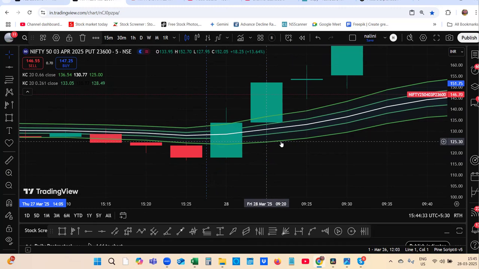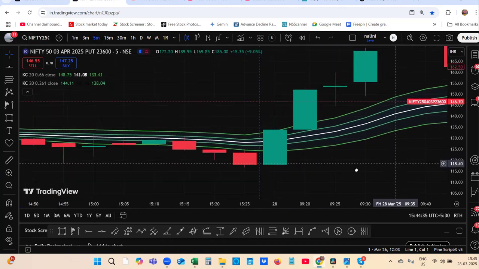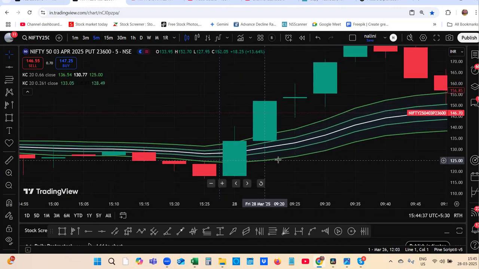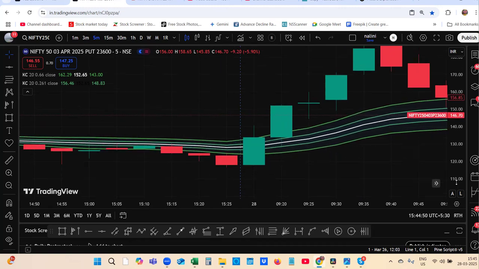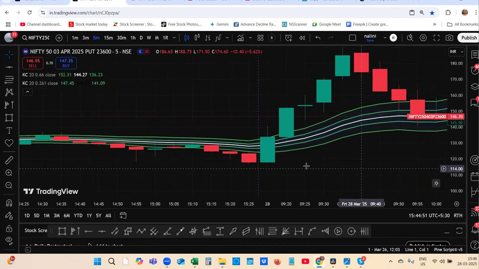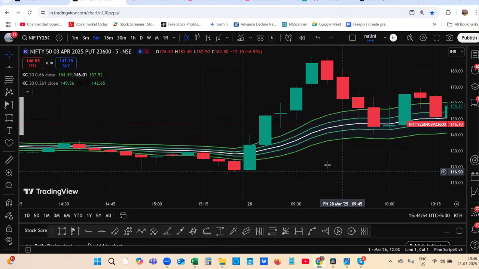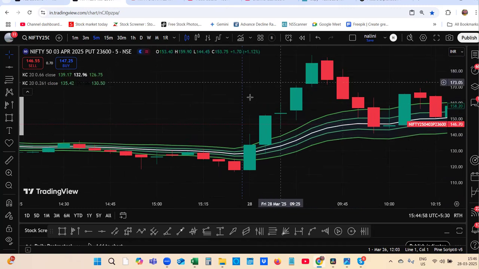That is the 0.66 Keltner channel boundary, 0.66 lower bound. This is the upper one, this is 0.26 upper and lower, and this is the middle 20. So when it started, if you would have entered around here, confidently you can hold the position. When it starts moving away from the Keltner channel, there will be levels also.